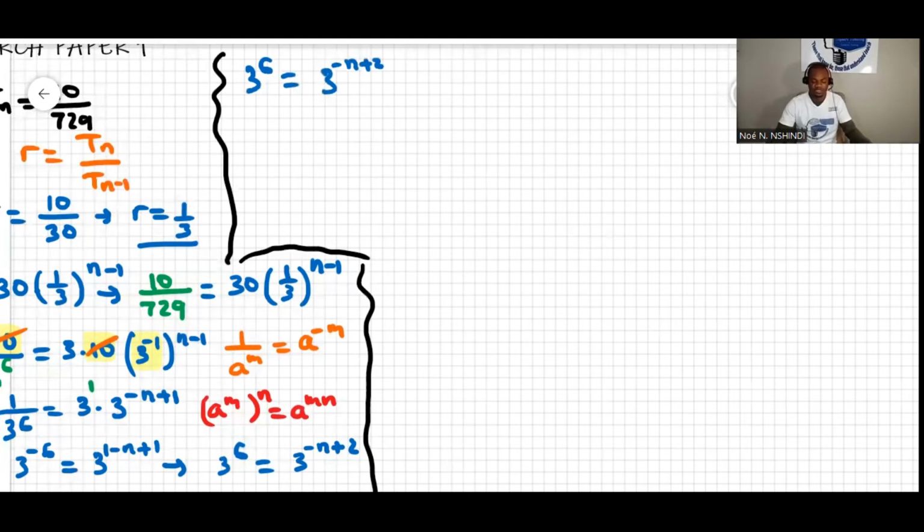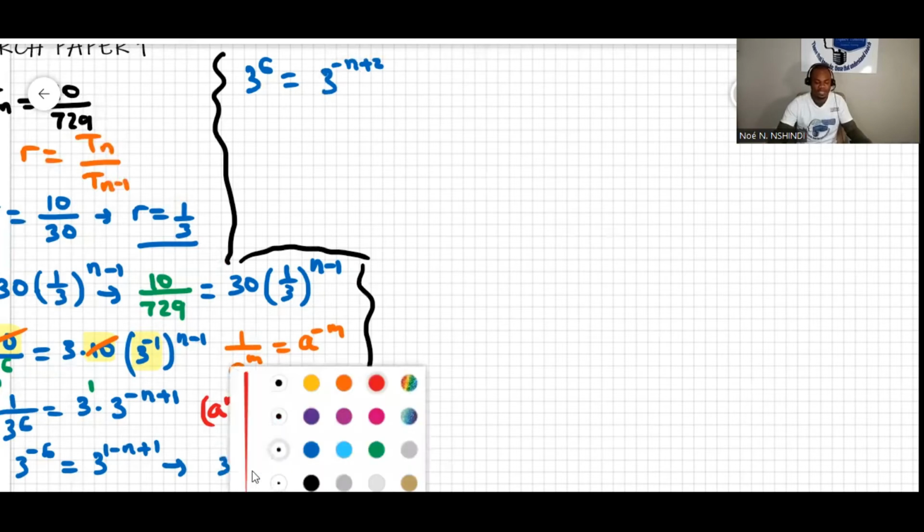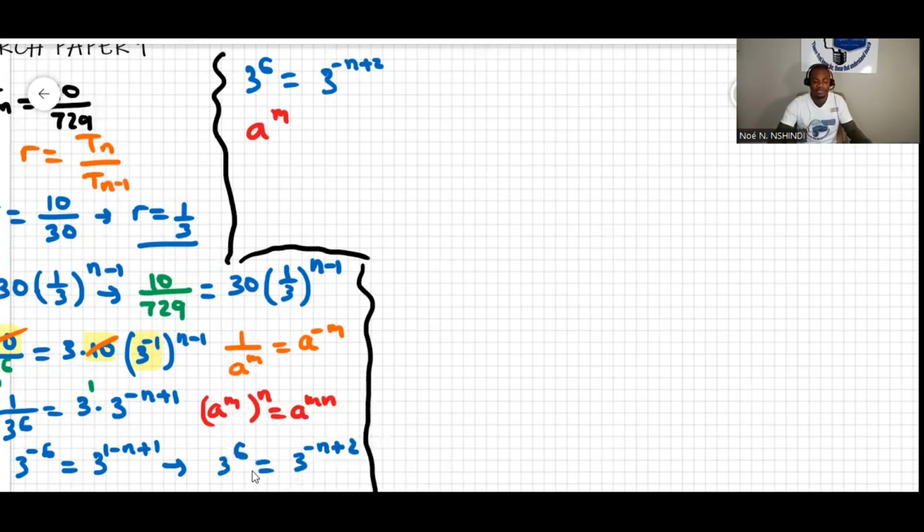Now, in this situation, the law says this. If we have a to the m equal to a to the n, when we have equations like this, we can just drop the bases and then equate the exponents, make m equal to n, okay? m equal to n. Now, over here, we can just cross out these bases, 3 and 3, and then this will be negative 6 equal to negative n plus 2.